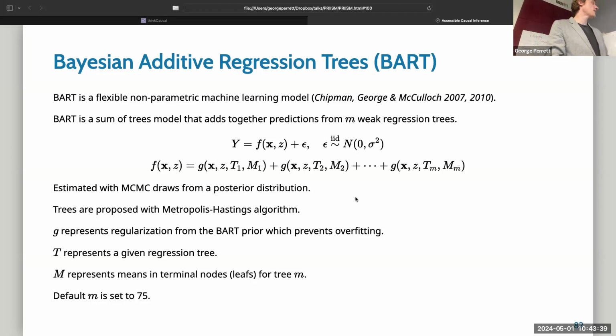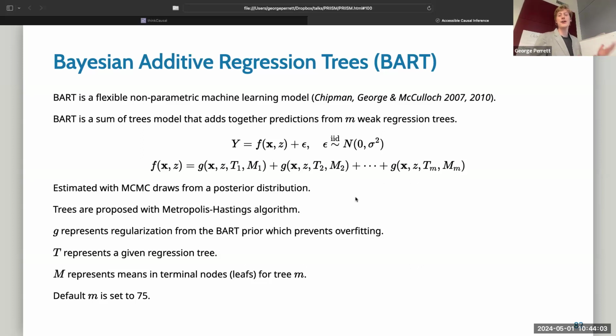It's estimated with MCMC draws from a posterior distribution. That's the Bayesian part. The difference is that instead of using hyperparameters like a learning rate or tree depth, we're going to use a Bayesian prior that's going to learn those things for us. So we're using priors to regularize instead of explicit tuned hyperparameters. And we're going to work with an M of 75.